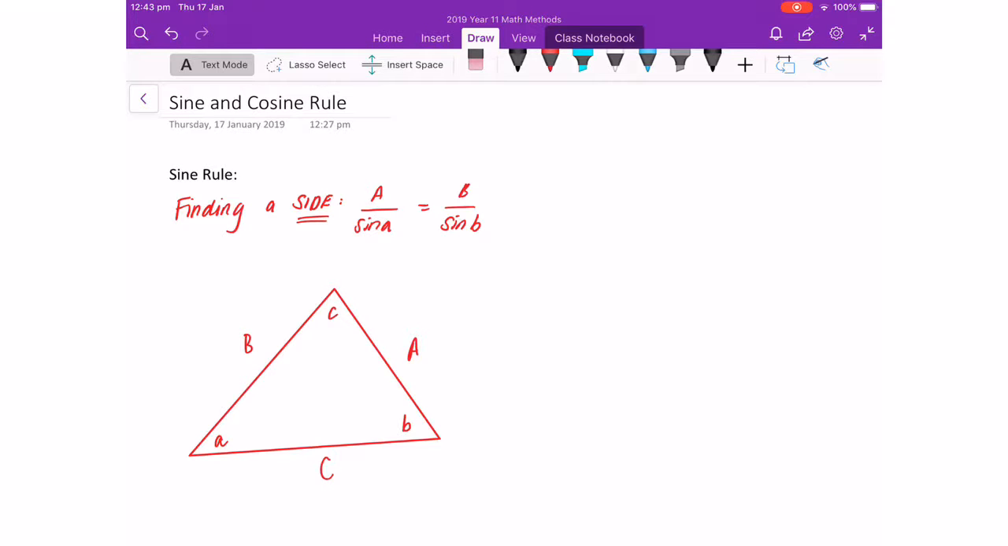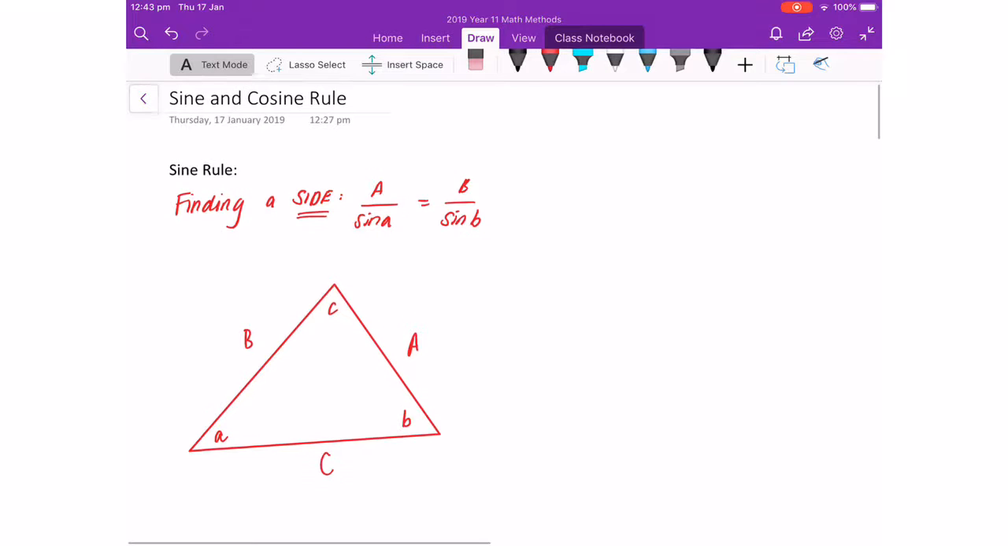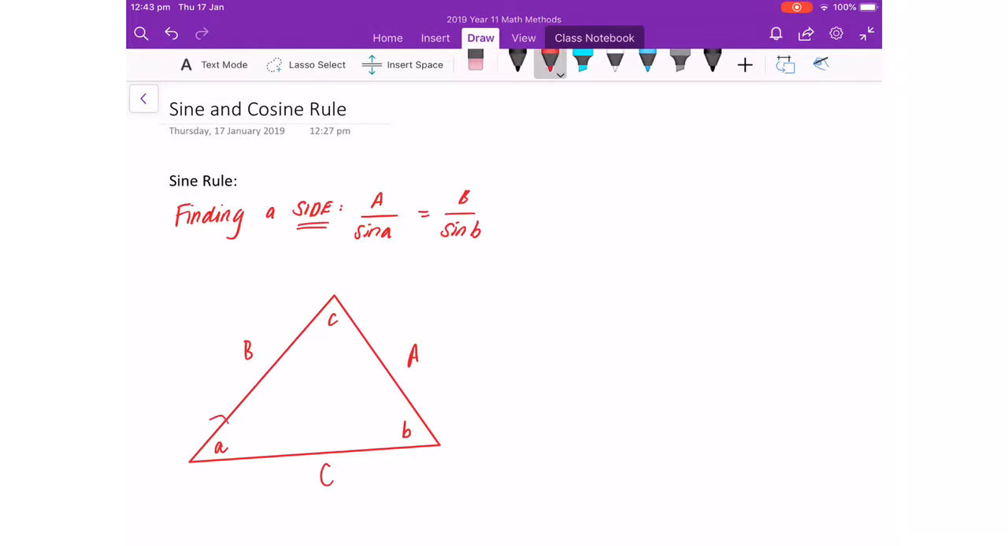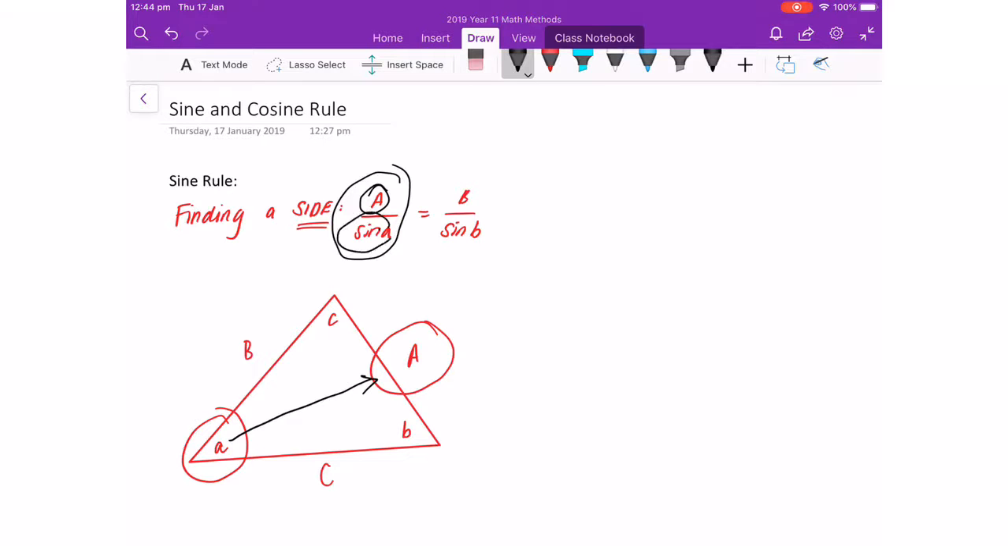All right, so for this one here in particular, you can see I've got a here, and this capital A here, and you can see that they're corresponding. The main reason why I say that is because they're directly opposite each other, and because of that, you know that they're a pair and they'll go together. So that's why when we write it in this format, you're always going to have a side on the top and then the angle with sine on the bottom.